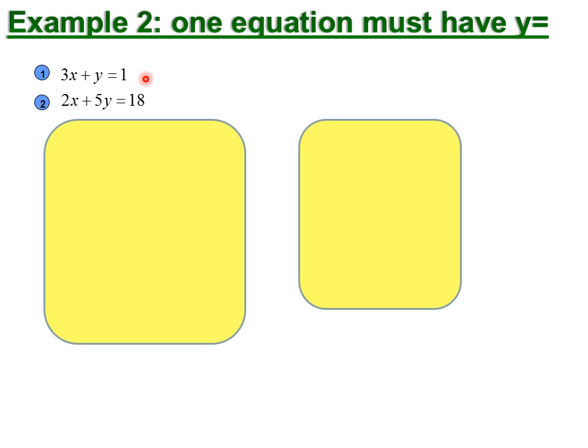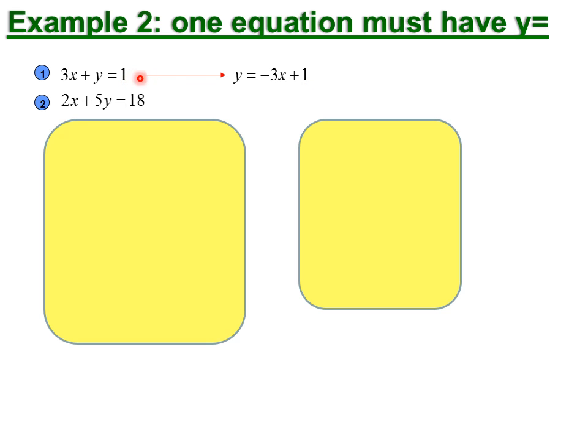So that means we're going to have to change one of these into a y equals. Not both, because that's a waste of time. Okay, so I'm going to change this one. So notice I took the 3x over to the other side. It became a negative 3x, and I kept the 1 on the same side as it was.